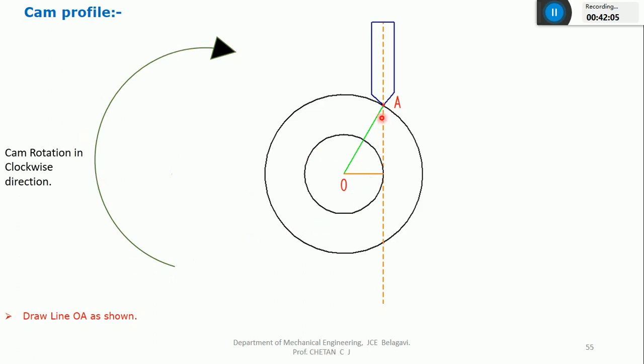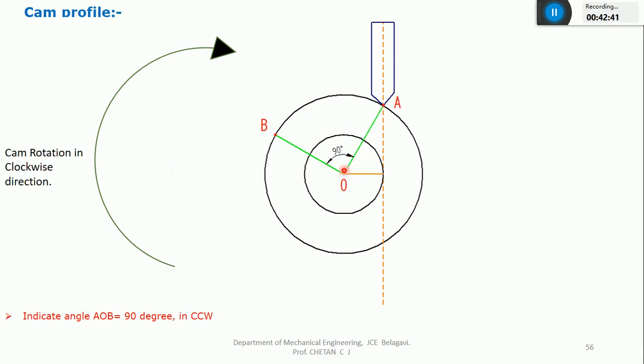It means I'll take the line OA as a reference line. I'll keep the protractor over here in such a way that the 0 degree of the protractor is in line with this OA. I'll indicate the first outstroke angle, that is 90 degree, which is nothing but AOB. Just indicate point B with respect to this base circle. Then take this as the reference line, that is the 0 degree line, and use the protractor to indicate the angle in a counterclockwise direction.